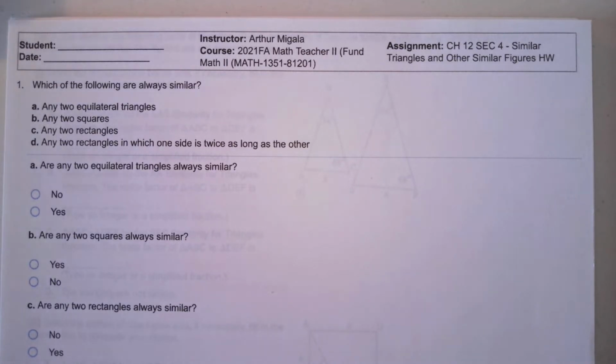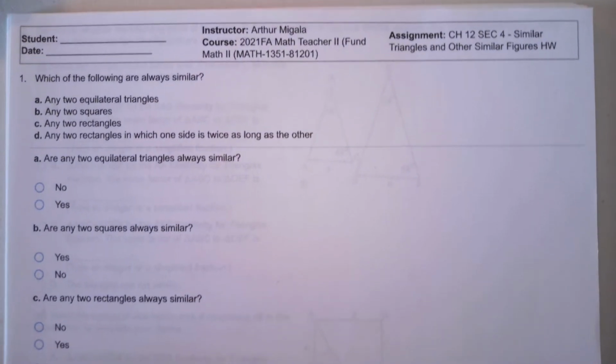Alright, the first one. Which of the following are always similar? Remember, the difference between similar and congruent: congruent means all the angles and the sides are exactly the same. Similar means the sides have to be proportional, or the angles have to be the same. Alright, so let's see this.